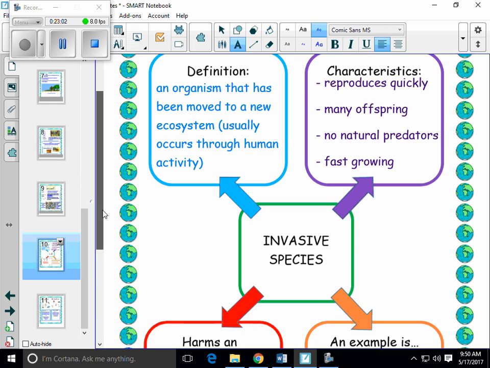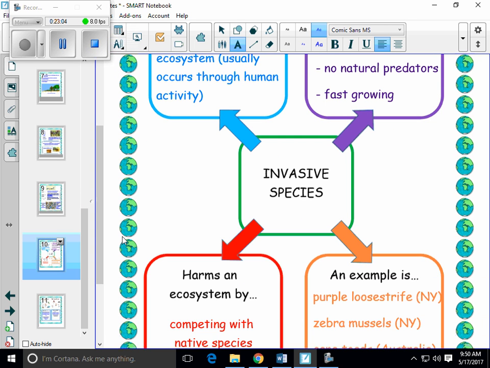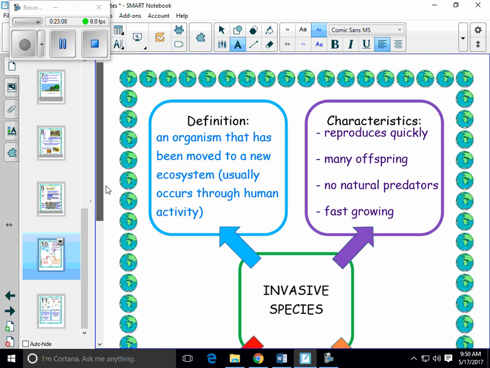All right, on the next page, I want to start in the middle. So let's talk about an invasive species. And in the top left, in the blue box, I've got a definition. So an invasive species is any organism that's been moved to a new ecosystem. And it's usually something that's not supposed to be there. And in most of the examples I can think of, it's because humans moved them, maybe on purpose or maybe by mistake.